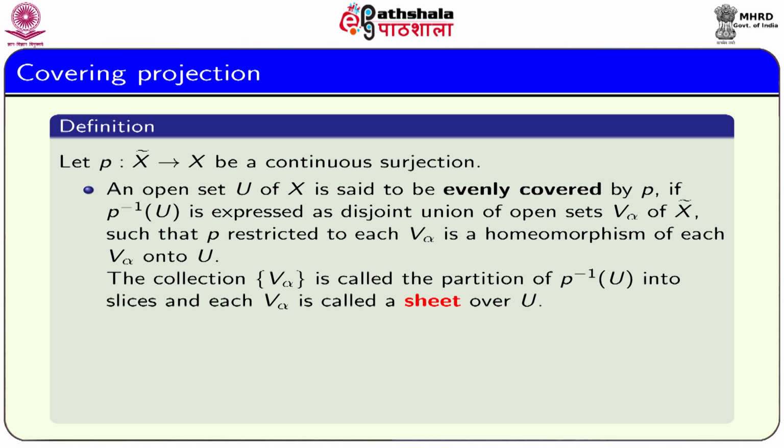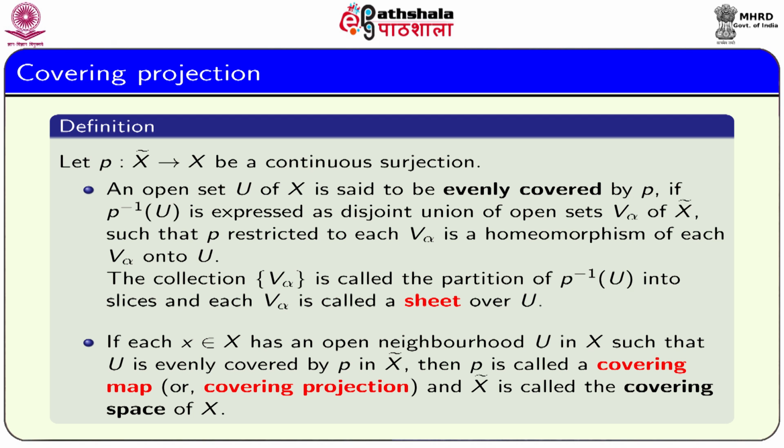Let P be a continuous surjection from a topological space X tilde to X. An open set U of X is said to be evenly covered by P if P inverse U is expressed as a disjoint union of open sets V alpha of X tilde such that P restricted to each V alpha is a homeomorphism of each V alpha onto U. This collection V alpha is called the partition of P inverse U into slices, and each V alpha is called a sheet over U.